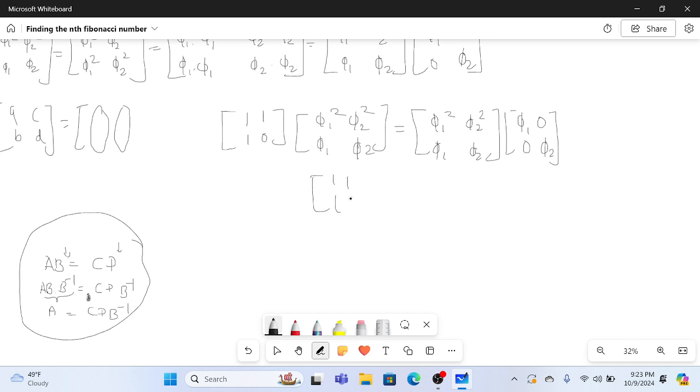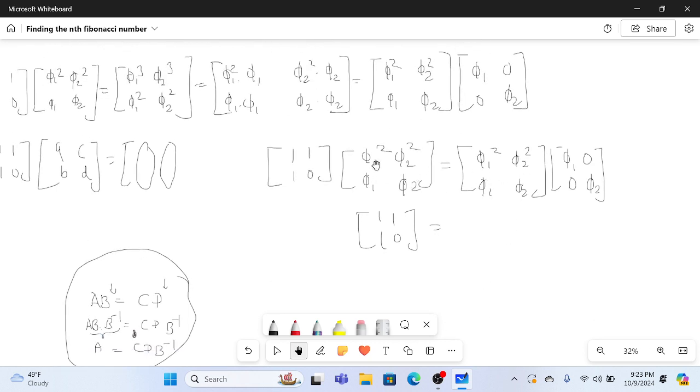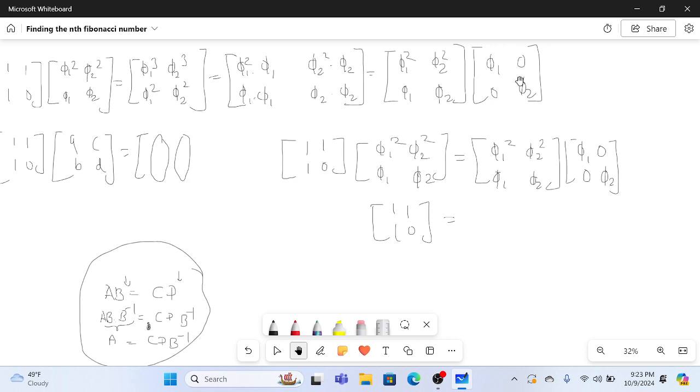So 1 1 1 0. And also notice that these two matrices are same, right? These two matrices, this is just matrix of eigenvalues, and this is matrix of eigenvectors. Again, this is just matrix of eigenvectors, and this is original matrix. So that's an important thing over here. Now this is phi 1 square, phi 2 square, phi 1, phi 2 multiplied by phi 1 0 0 phi 2 times phi 1 square, phi 2 square, phi 1, phi 2 inverse, right?